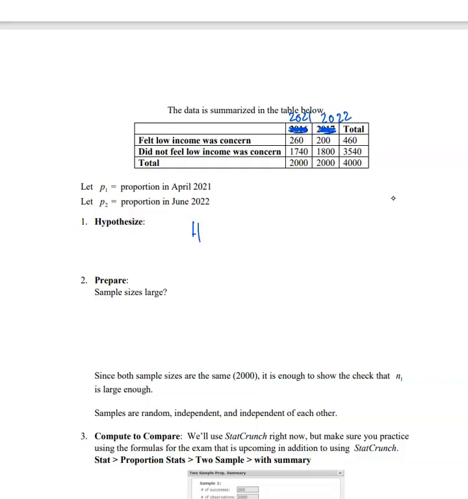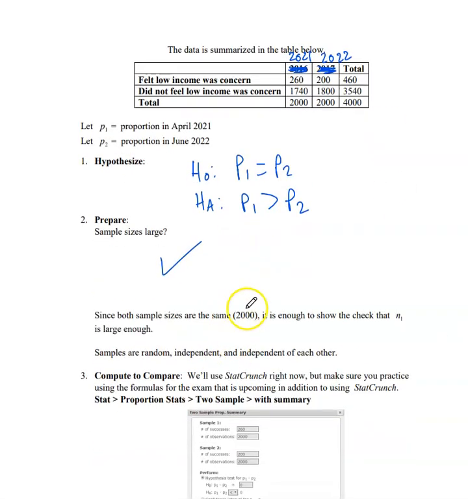So my hypothesis, the null hypothesis, would be that P1 equals P2. And then my alternative, remember, I'm looking to see if there was a decrease from 21 to 22. So that means that 21 would need to be greater than 22. Did it go down in 2022? Yes. The sample sizes are large enough, so I'm going to skip the conditions for now.